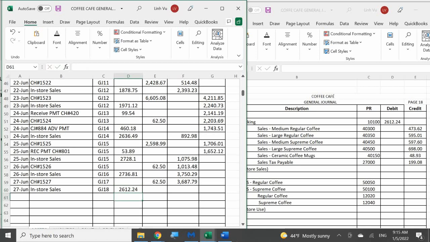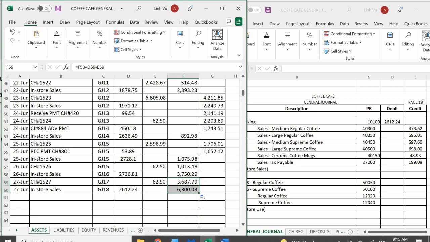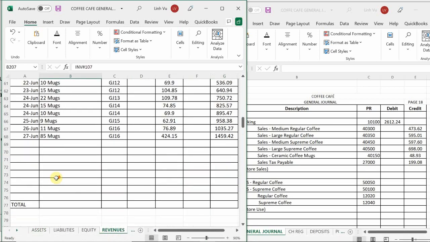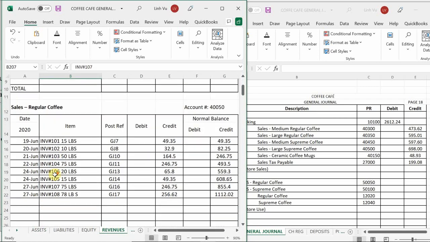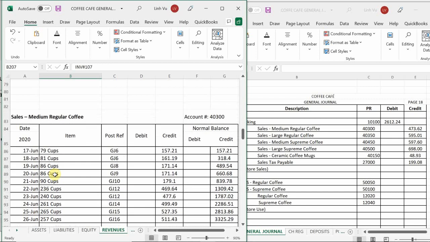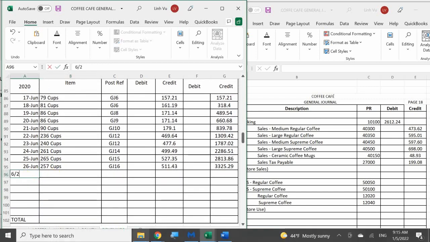All right, so how much money do we have in our checking account? 6,303 cents. Good. We're going to move on to our revenues. Starting from our sales for the medium regular coffee, how many cups did we sell? 238.